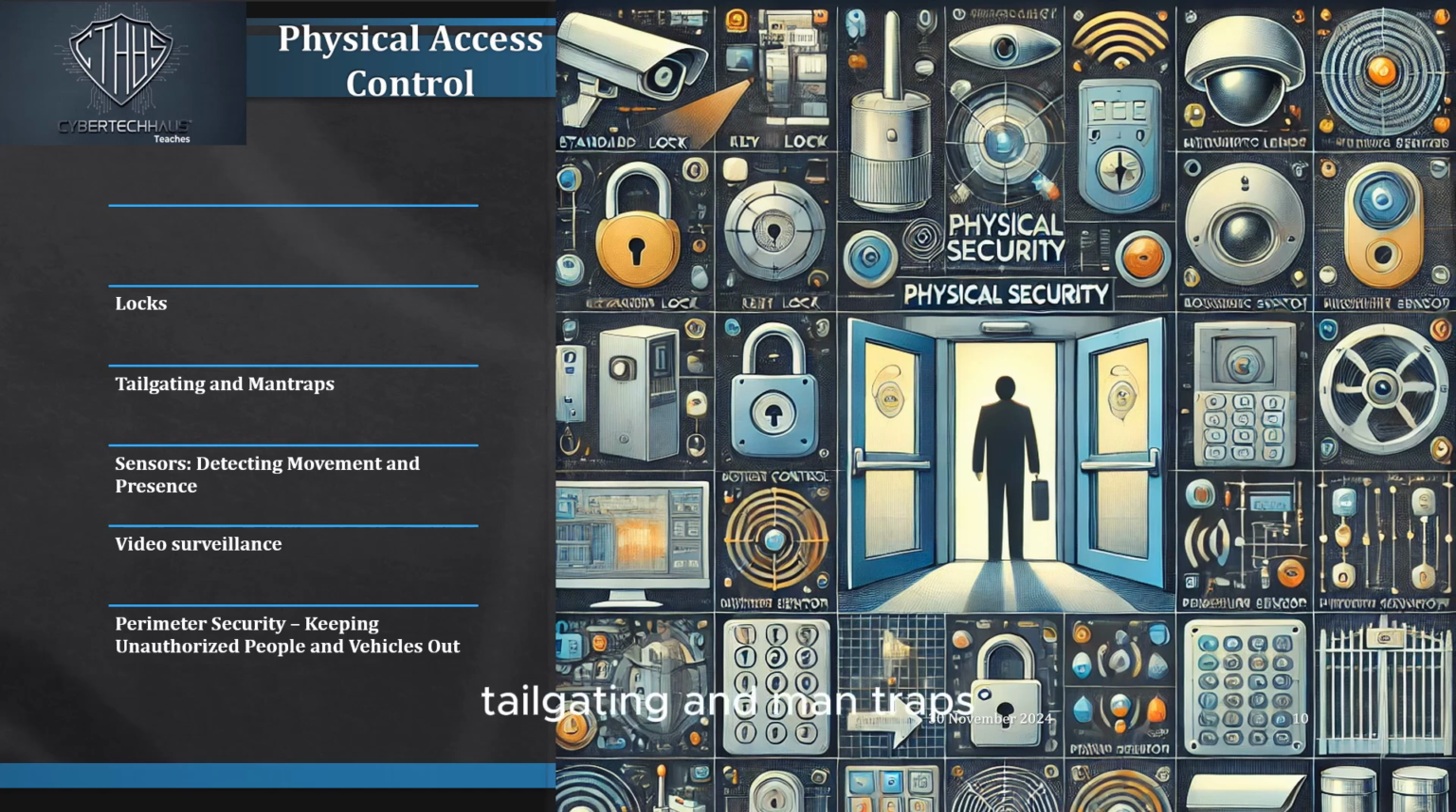Tailgating and man traps. A big challenge with physical access is tailgating. When someone with authorized access holds a door open for someone else who may or may not be authorized. To counter this, access control vestibules or man traps are used. Man traps have two doors. The first door closes behind a person, and the system verifies that only one person is inside before opening the second door. This stops unauthorized people from sneaking in behind someone with access.